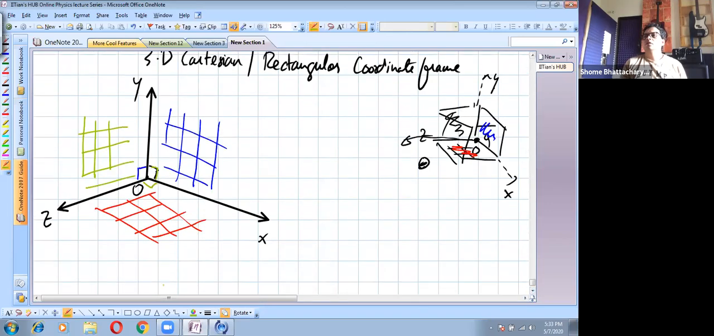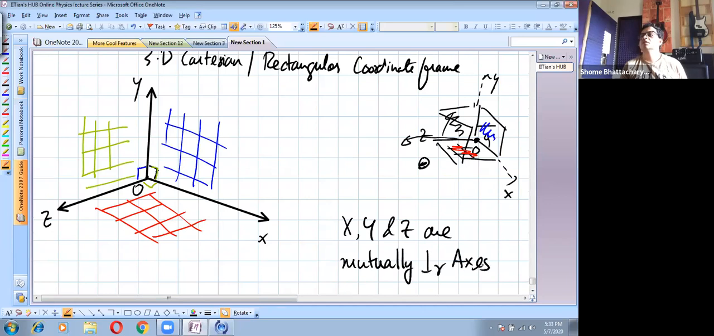So this is our three-dimensional coordinate frame. Okay. So as you can see in the diagram, the three axes are mutually perpendicular. Okay. X, Y, and Z are what we call mutually perpendicular axes.